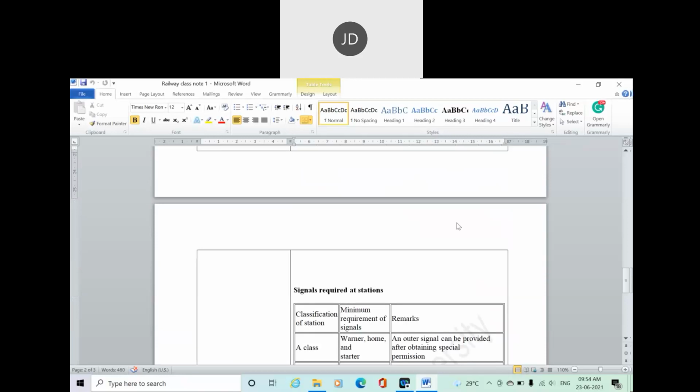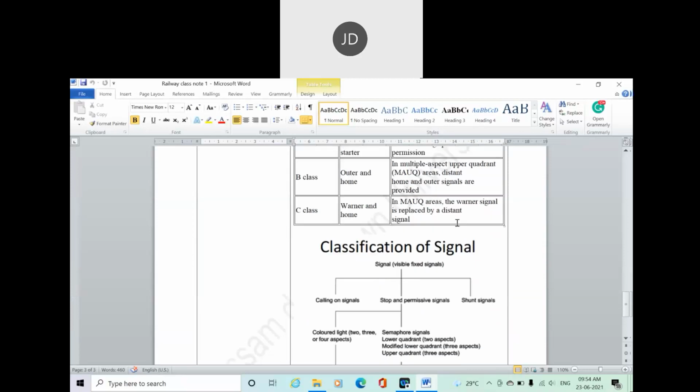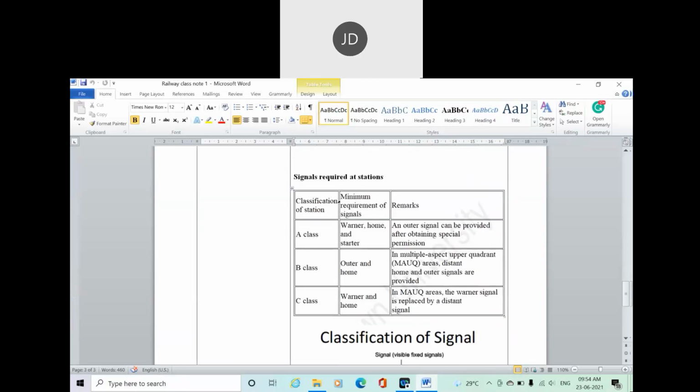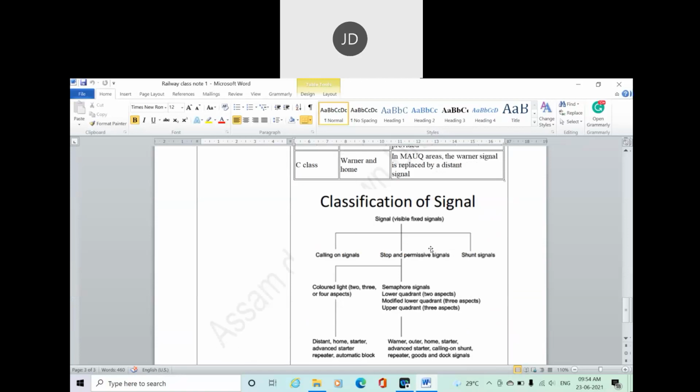So to regulate the movement of trains so that they run safely at maximum permissible speed, it can be done only after providing a proper signaling system along the railway track.